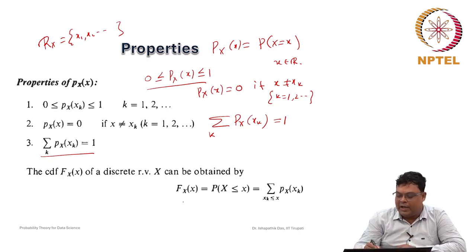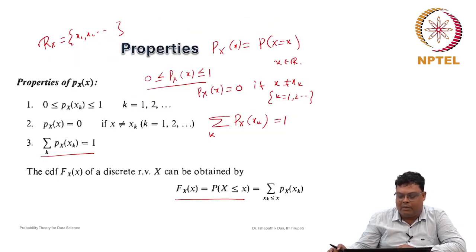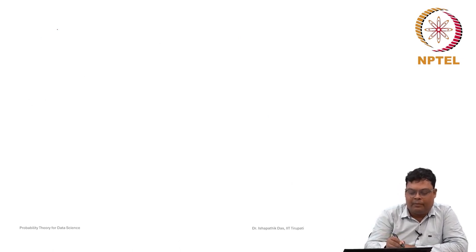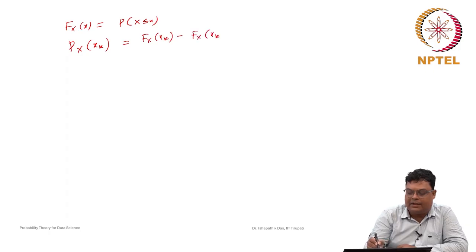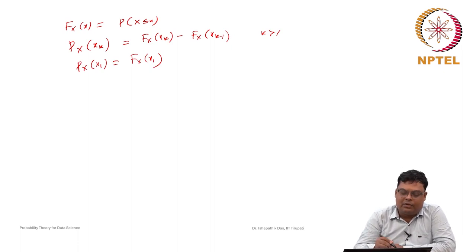And also, how can we find the distribution function F x from the probability mass function? One point we know: whenever you have the distribution function, the probability that x equals x k is nothing but F of x k minus F of x k minus 1, the previous point. That holds if k is greater than 1, otherwise p of x 1 will be nothing but F of x 1. So, whenever you know the cumulative distribution function, you can find the probability mass function. But the opposite: suppose you know the probability mass function, then how can you find the cumulative distribution function?